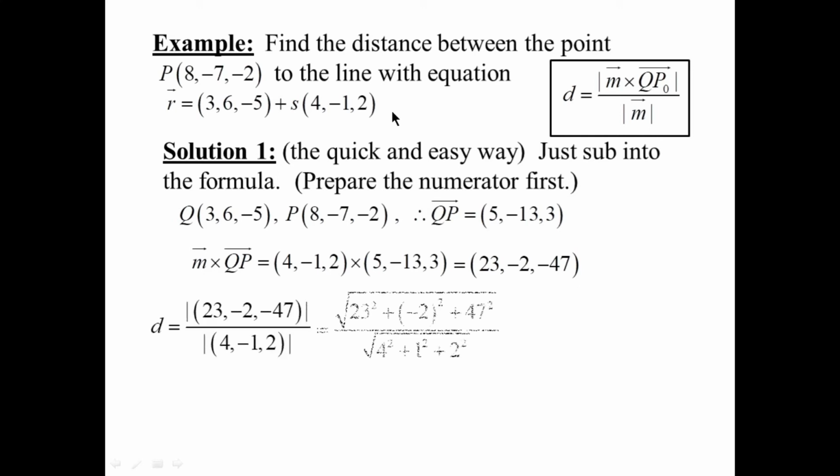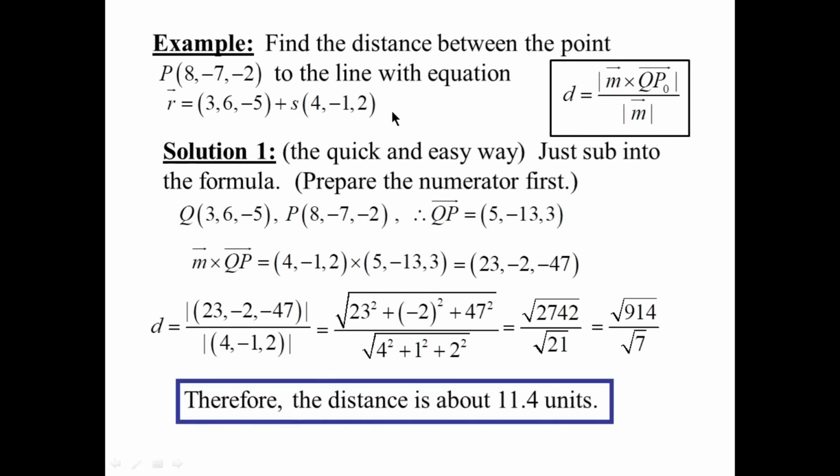So it's a large square root sign, 23 squared plus negative 2 squared plus negative 47 squared over the square root of 4 squared plus negative 1 squared, which is positive 1 squared, plus 2 squared. Work that out, reduce it, it's a fraction, and we have our distance. The distance from the point to the line is about 11.4 units, which is what you get when you turn this into a decimal.